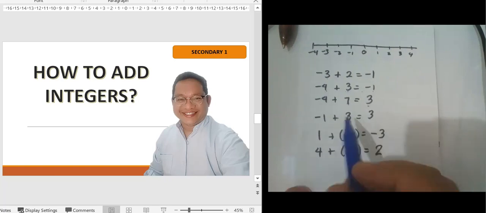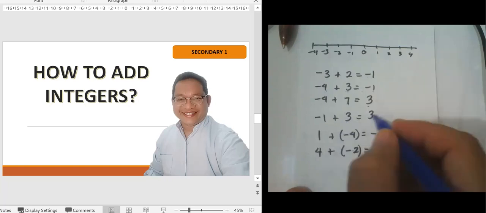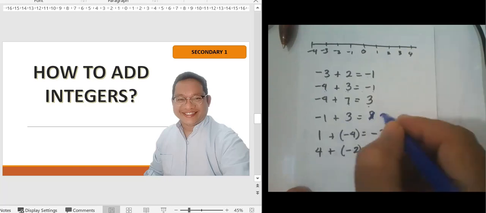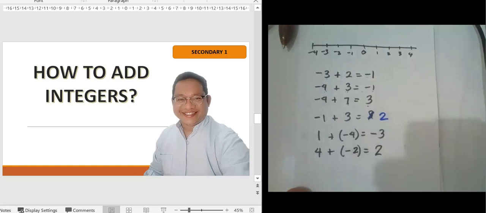Now, -1 plus 3 is actually, oh, that is wrong. It should be 2. So -1 plus 3 is 2. Why? Because 3 minus 1 is 2. All right. 1 plus -4 is -3. So it seems to be subtraction, and then you only copy the sign of the bigger number. So 4 plus -2 is actually equal to 2.